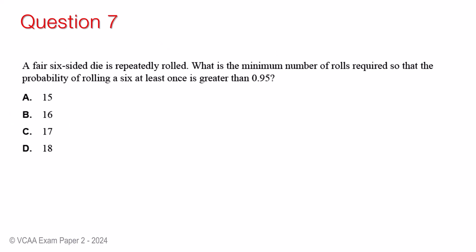Question 7. A fair dice is rolled repeatedly. We are looking for the probability of rolling at least 1 6 being greater than 95%. Let's take a moment to understand the question.